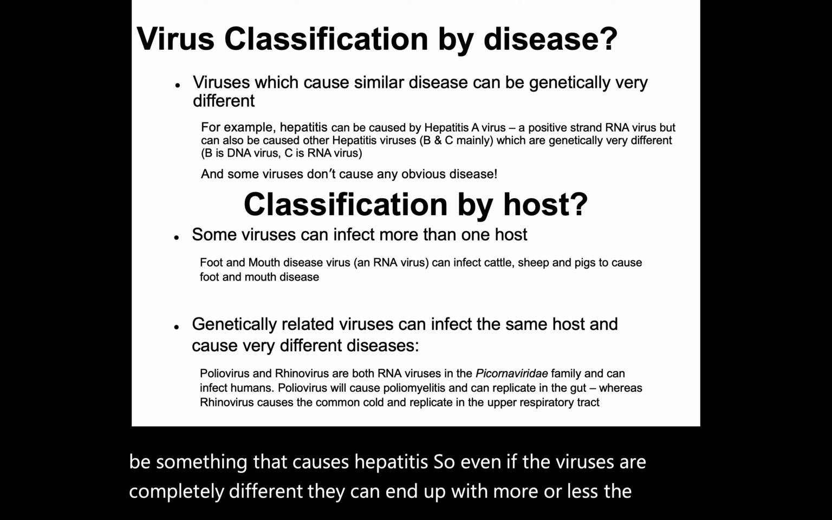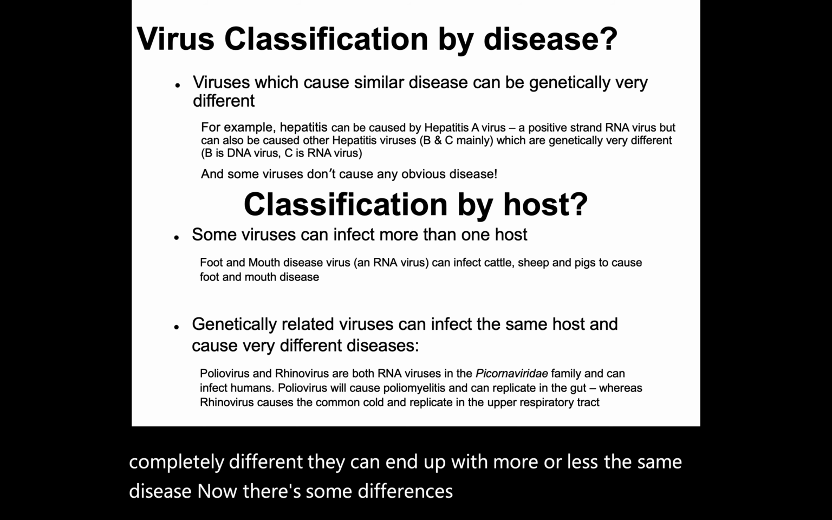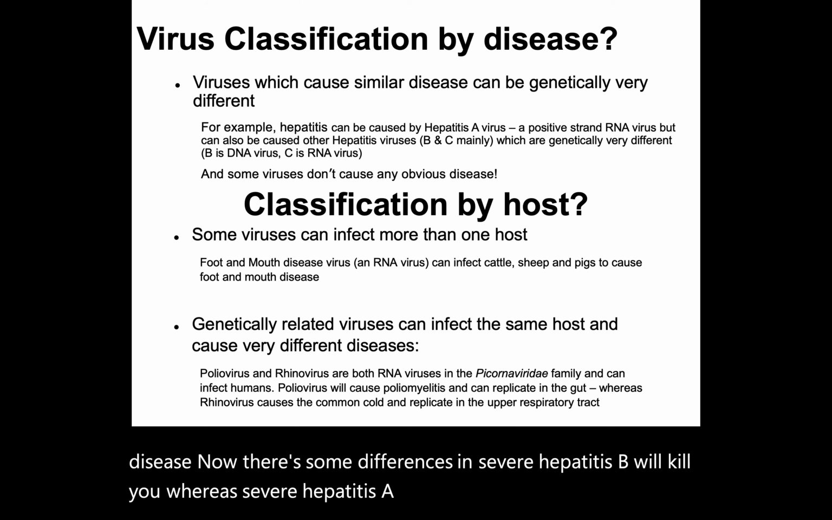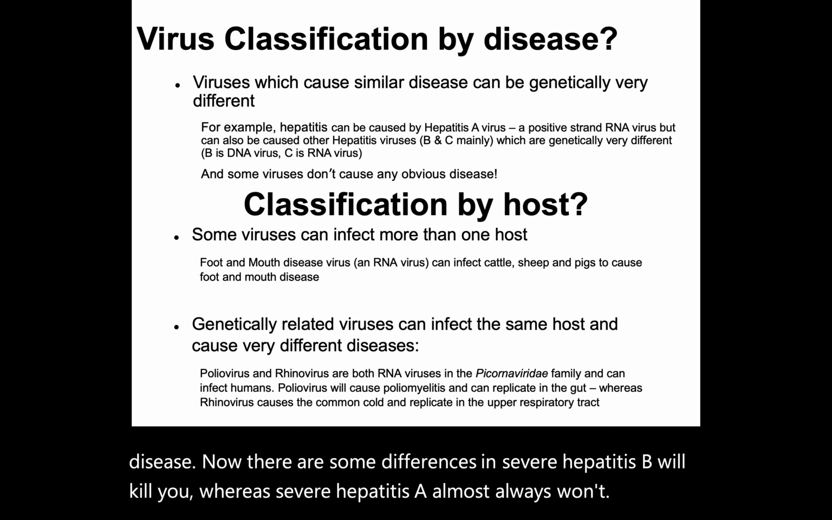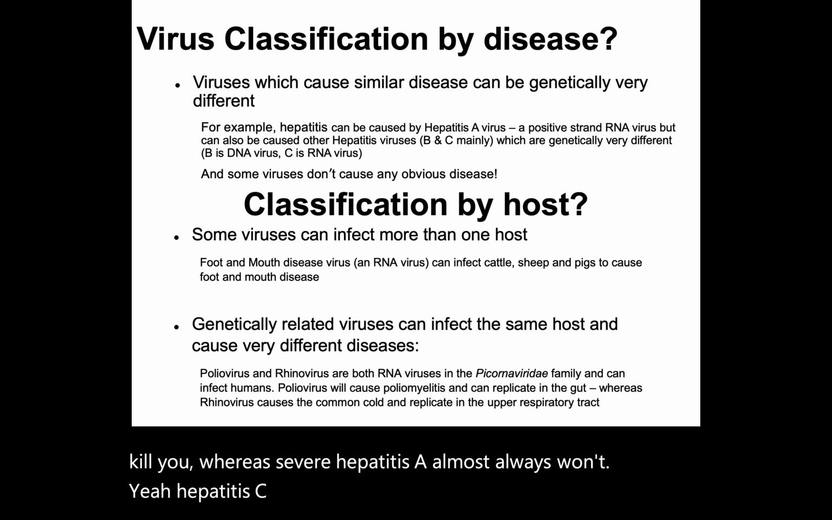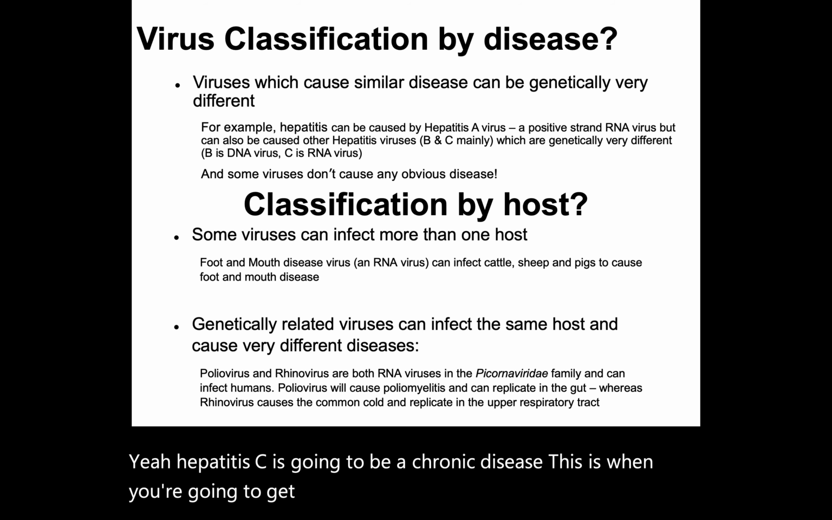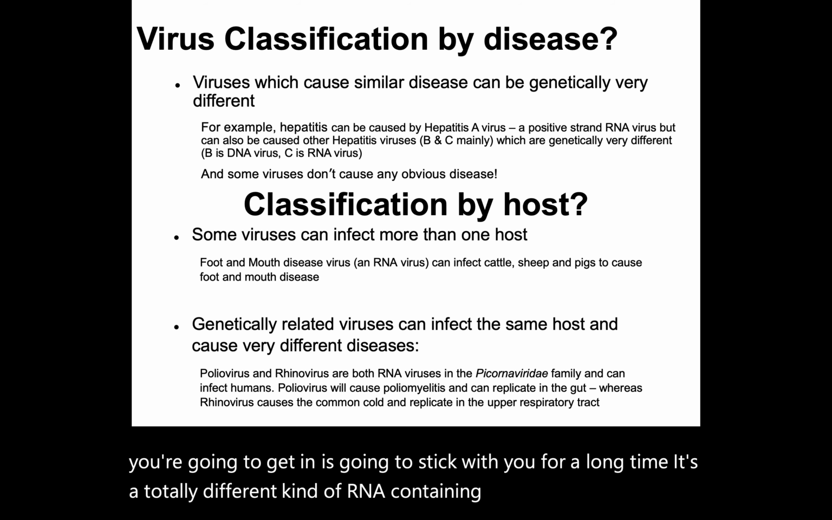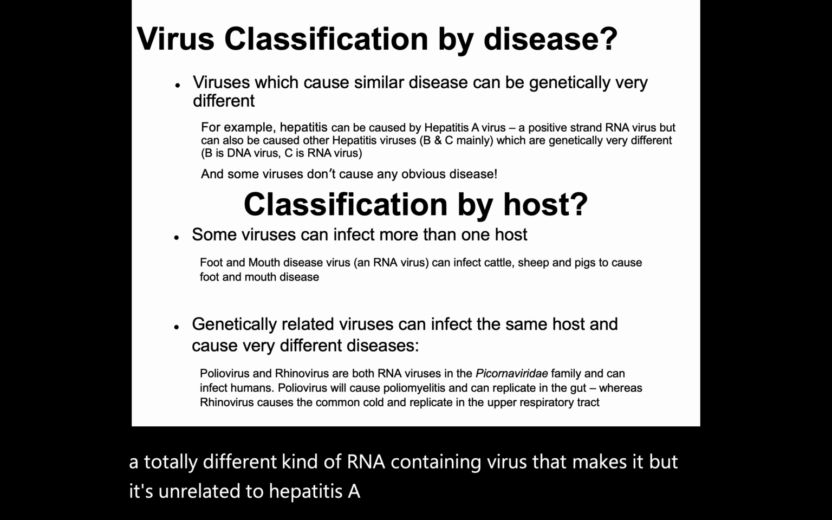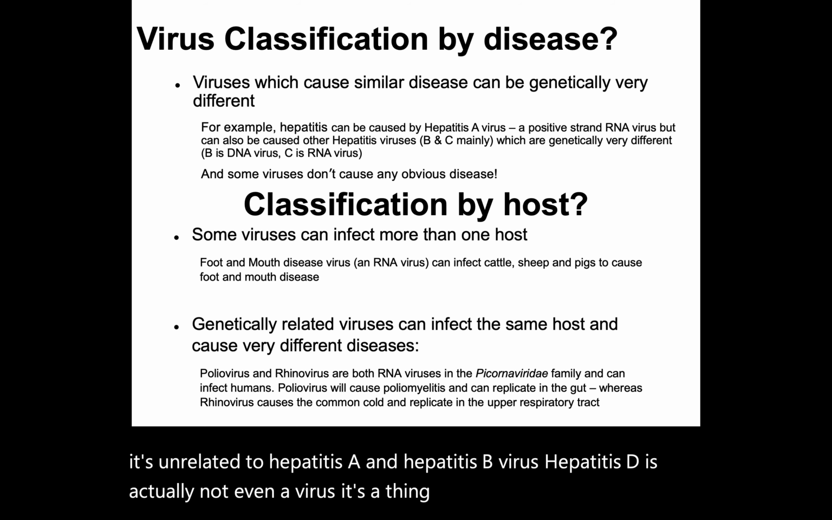Now, there are some differences in severity: severe hepatitis B will kill you, whereas severe hepatitis A almost always won't. Hepatitis C is going to be a chronic disease. This is one you're going to get, and it's going to stick with you for a long time. It's a totally different kind of RNA-containing virus that makes it, but it's unrelated to hepatitis A and hepatitis B virus. Hepatitis D is actually not even a virus. It's a thing called a satellite virus.